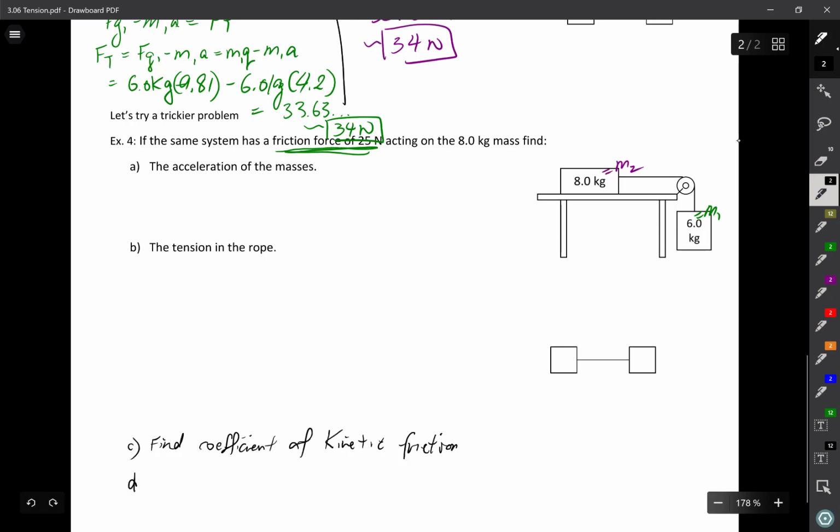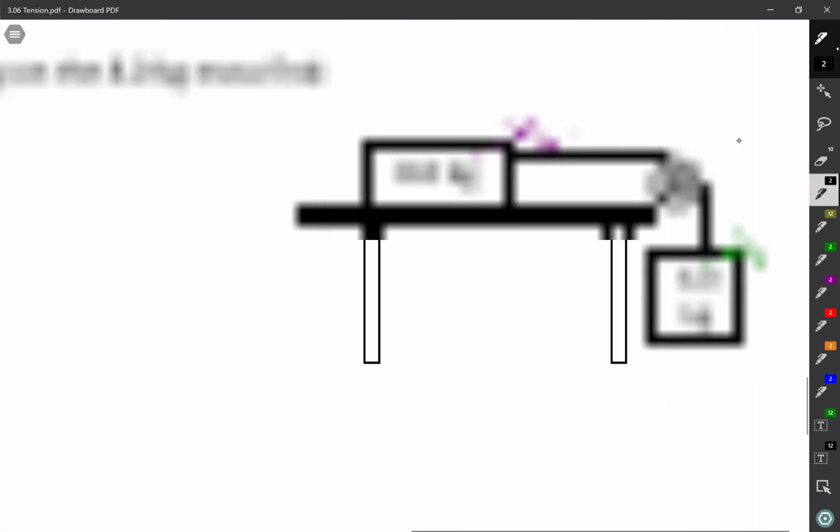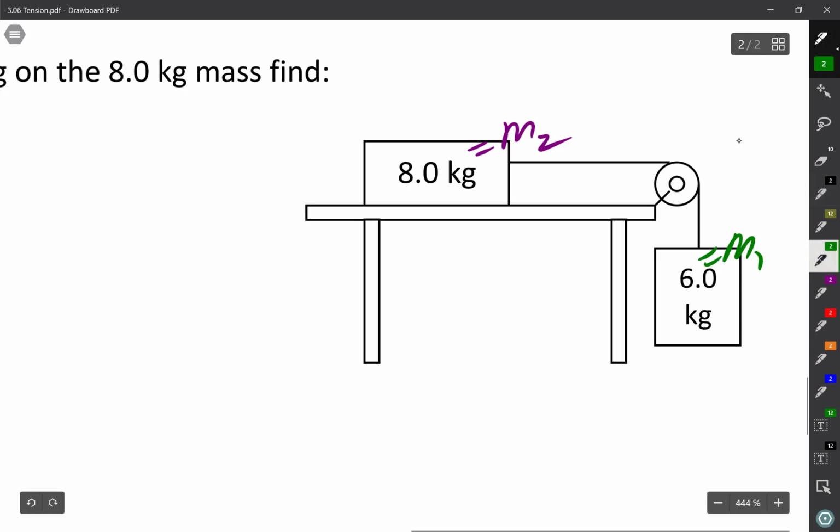I'll write it down. You're finding the minimum coefficient of static friction for acceleration to be 0, essentially, for your object to not move. Anyways, I won't go over those, but if you want me to, we can go over them next class when you come back. Those are some questions I thought of on the spot that you can think about.